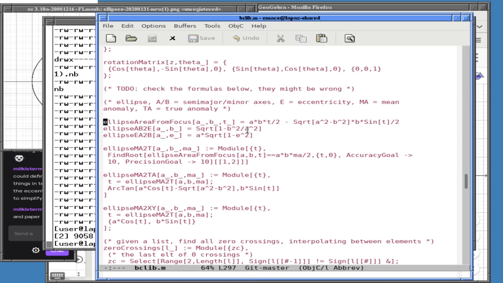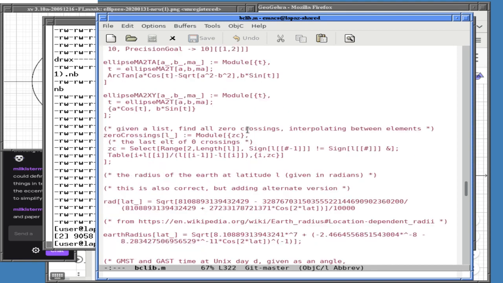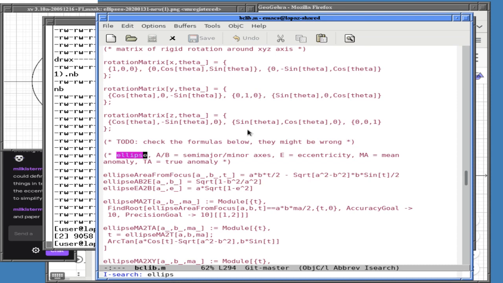So we can get the eccentricity from A and B, and A and B from the eccentricity in one of the two. Meanwhile, I'm going to do T the parameter. Excuse me. Mean anomaly to xy, and I think that's it for the ellipses. I don't really go that far with ellipses here.